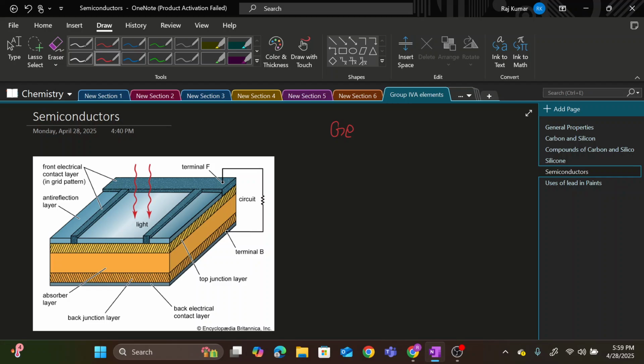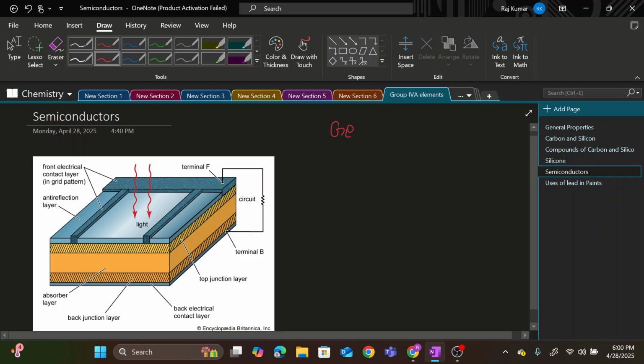But if we just talk about some semiconductors which are involved in the making of those junctions, one of those is germanium, silicon, selenium. These are some metalloids which are used. And secondly, there are certain compounds which are also used as well. For example, silicon carbide is also used as a semiconductor.